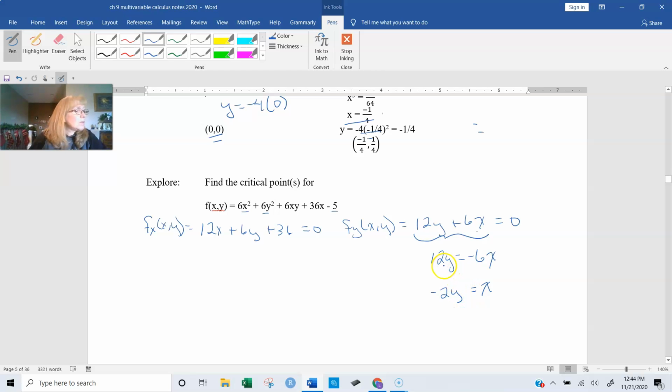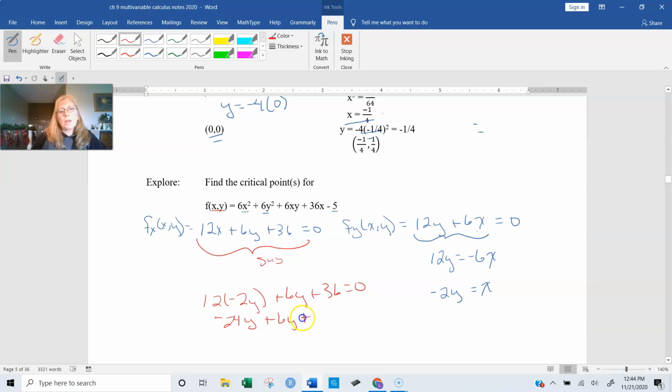We're going to take the -2y and plug it into my equation over here. So now we're taking this equation and we're substituting. So we've got 12 times -2y plus 6y plus 36 equals 0. We're going to solve this here for y. So -24y plus 6y plus 36 equals 0. That's going to give us a -18y. Subtract your 36 over.